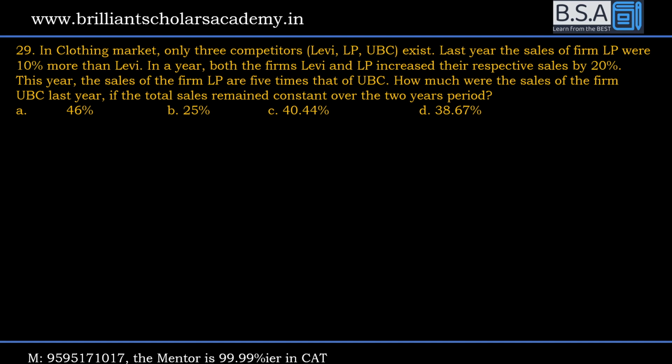And you see, answer options are very weird. 25 I can understand is a multiple of 5, I can use 100. 46 I cannot use 100, and the other two are even weirder numbers: 40.44 and 38.67. How should we approach this problem?